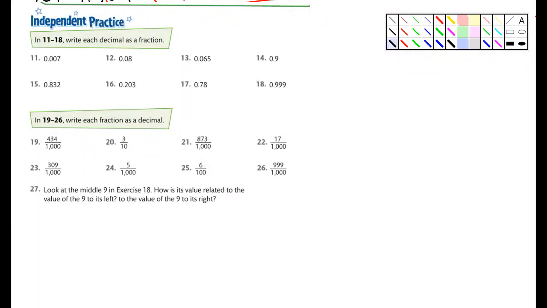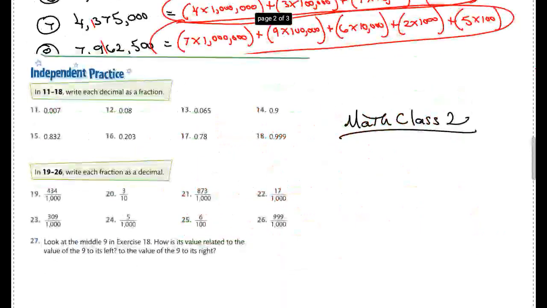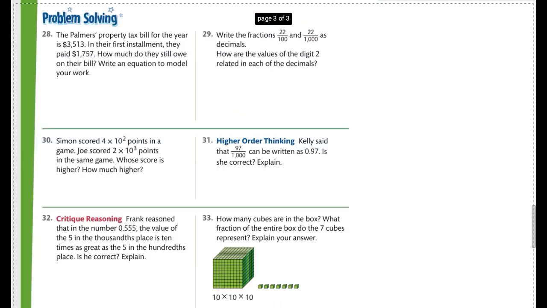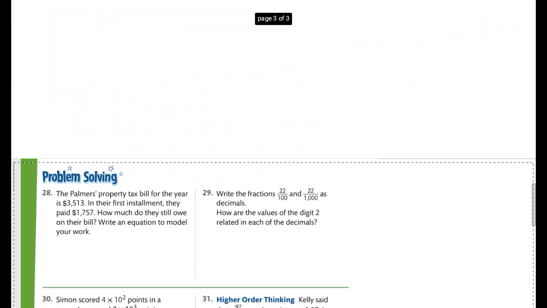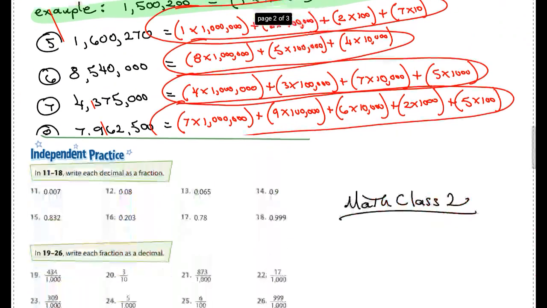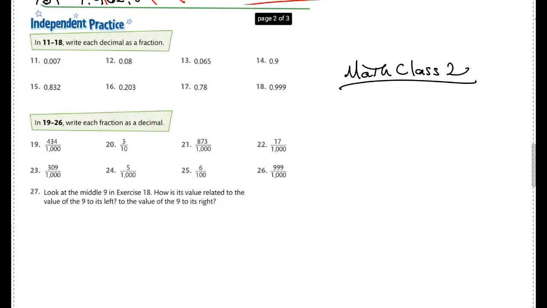Okay, math class 2. So this is my second math class. This is your homework for tonight. I wanted you guys to do 11 through 27, and then on the next page, you were doing 28 through, I think there was like 35 or 36 questions. I didn't get them all copied over, but let's do a couple of these together.